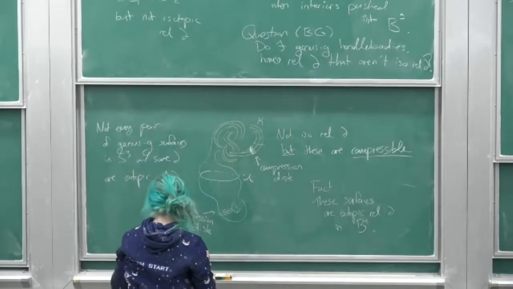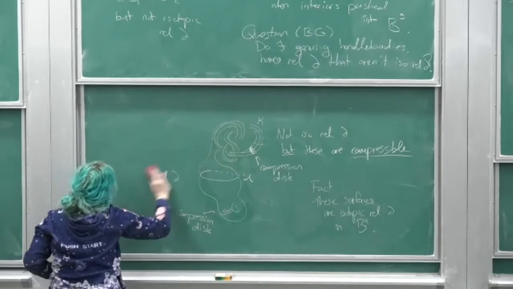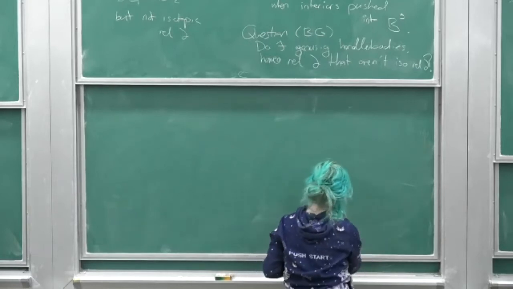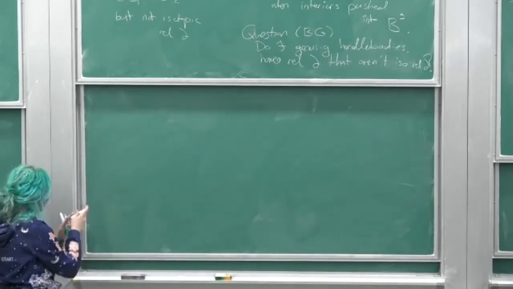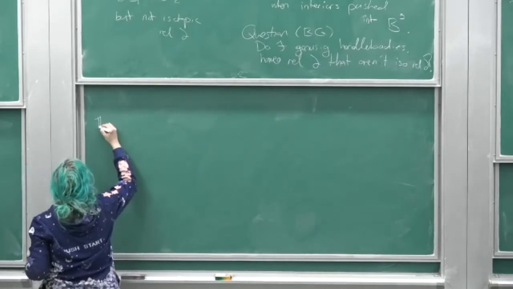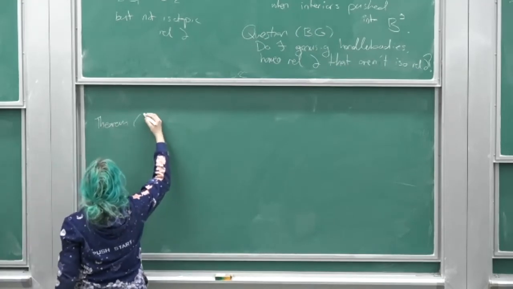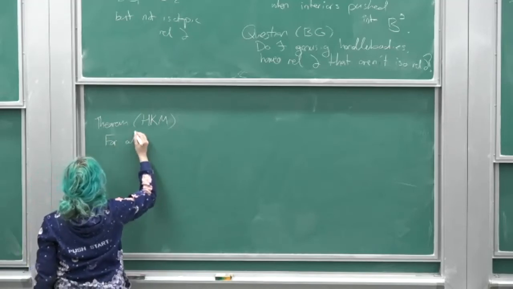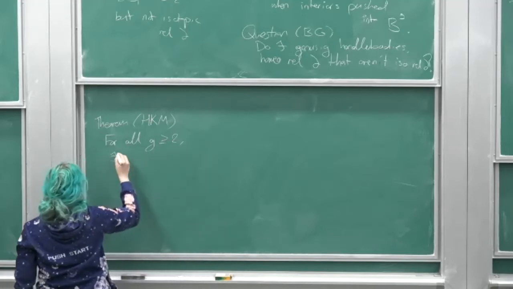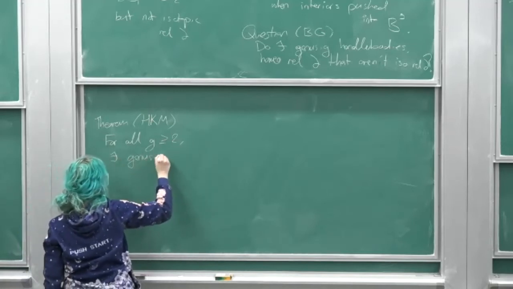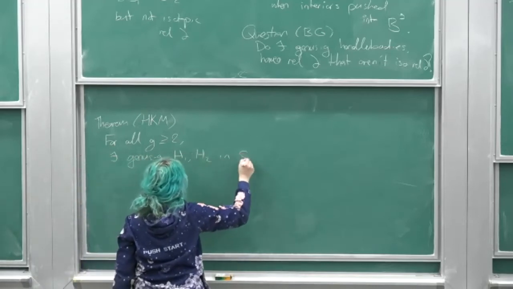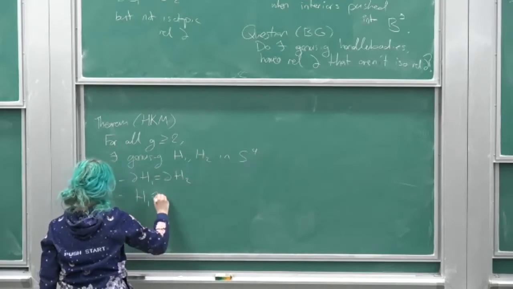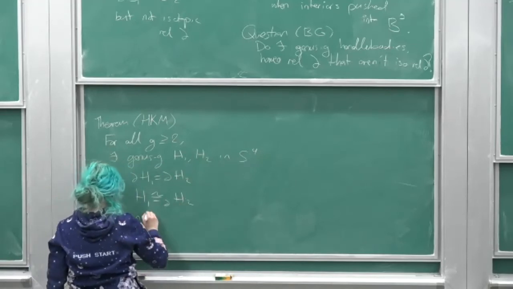So that's the theorem that I proved with Mark and someone, like two years ago, at least for genus greater than one. Genus equal to one is always the bane of existence in this dimension, for some technical reason. Theorem: there exist, for all g at least two, genus g handlebodies in S4 with the same boundary and homeomorphic, but they are not isotopic.